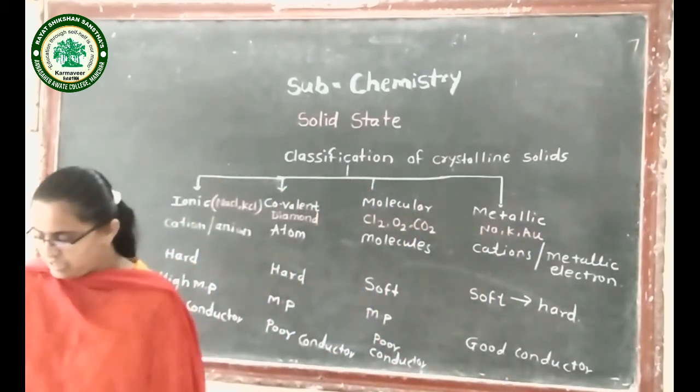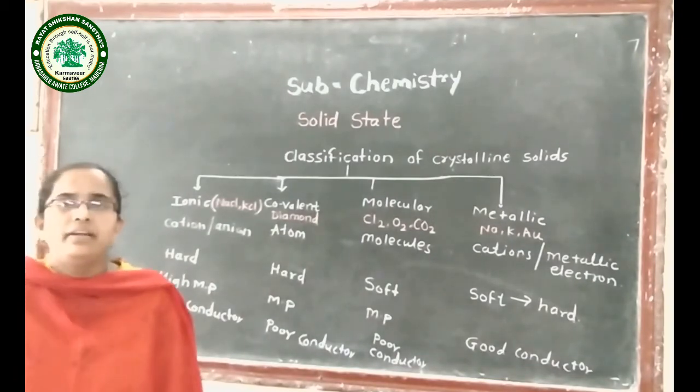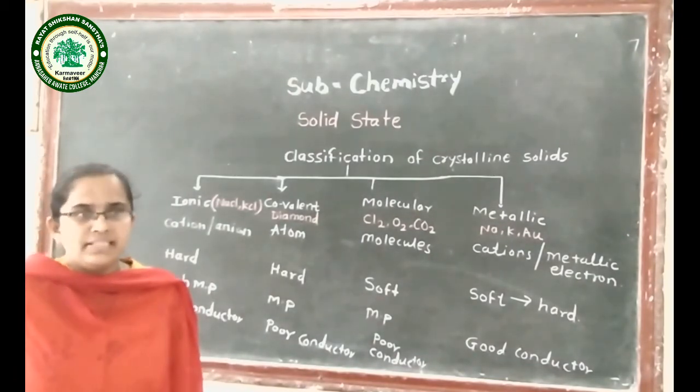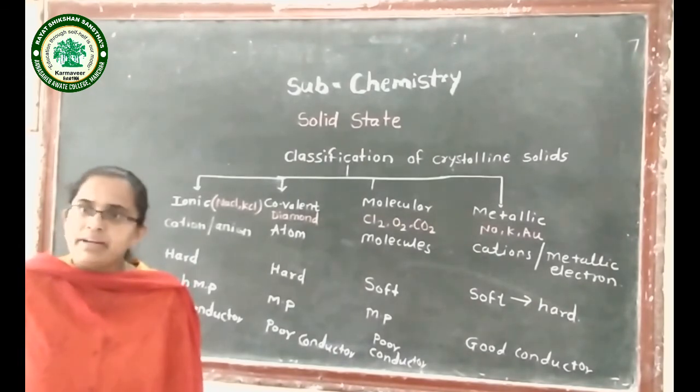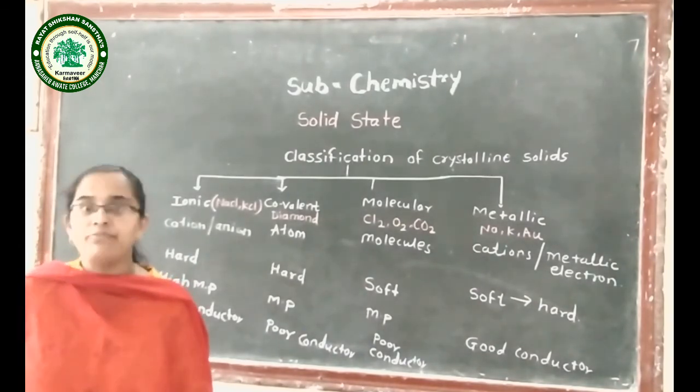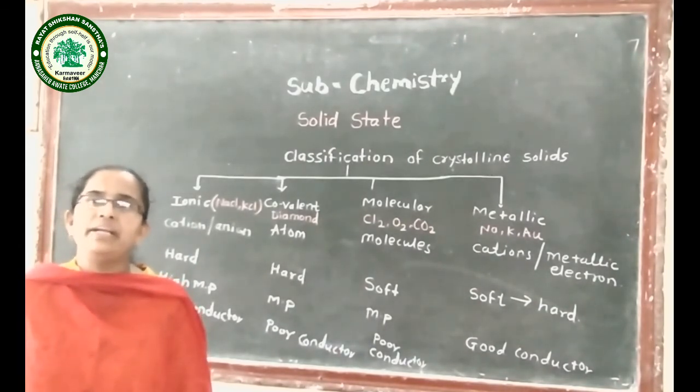In the next lecture, we are going to learn about types of crystal system. There are 7 types of crystal system and 14 Bravais lattice unit cells.